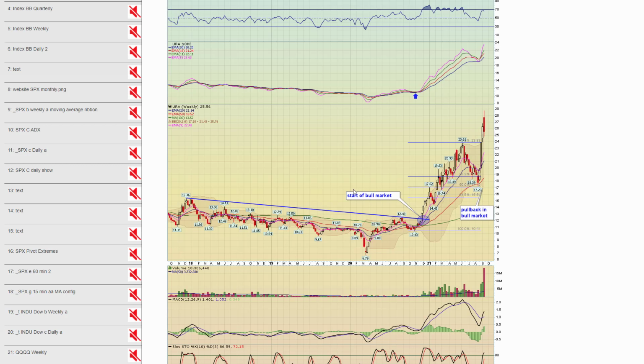As, again, it's a bull market. I talked about the start of the bull market back here in December of last year when it broke this weekly long-term trend line. And I went aggressively long back here too. See, it says pullback in bull market. But again, crazy overbought here.